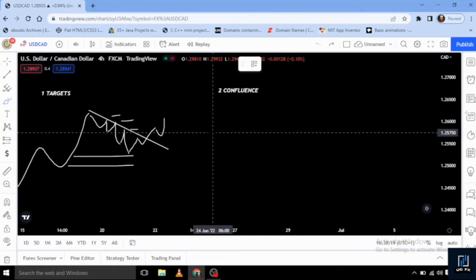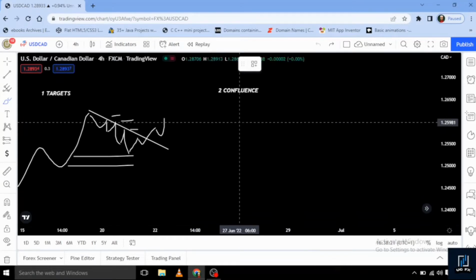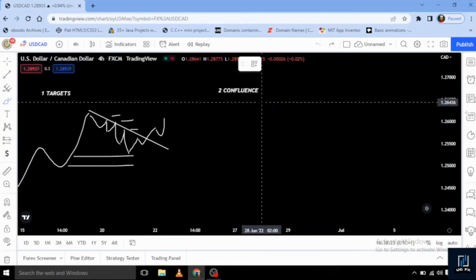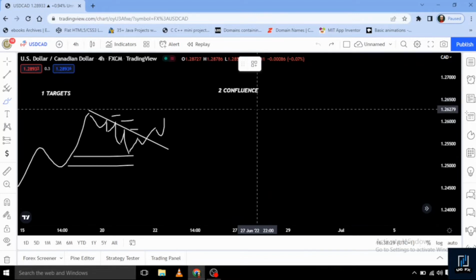And then the second way that we're going to be using the trend line is as our confluence. Yeah, you heard me right. I know I've probably said that the trend line is a point of liquidity, but we can actually use it to know where to take our entries from. So let me explain that.